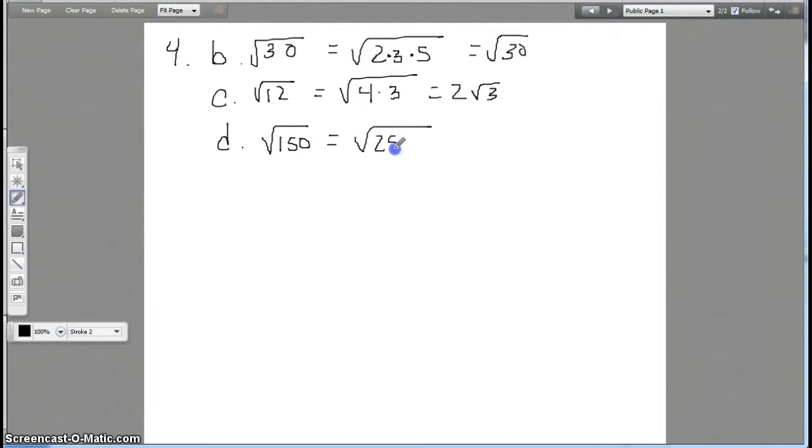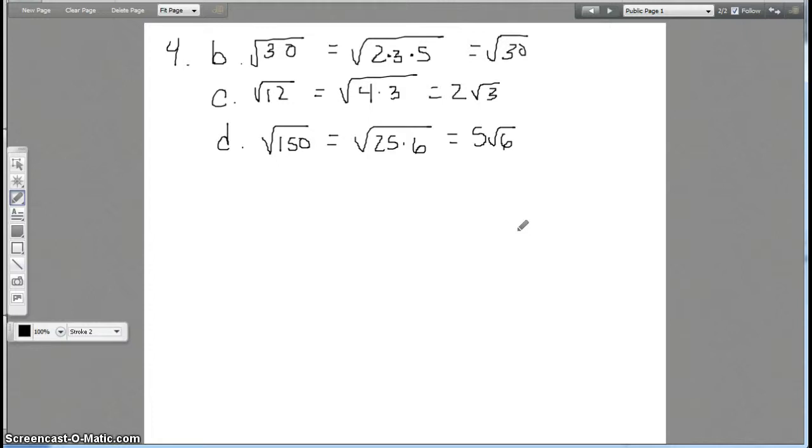150 is 25 times 6, because if you think about it, if you had $1.50, that would be 6 quarters. And 25 is a square number. What is the square root of 25? That's 5. And then we still have a 6 hanging out here in our square root. So the square root of 150 is 5 square root 6. So that's all that the first problem that you have in set 3 is asking you to do.